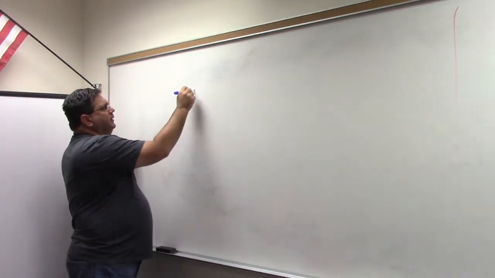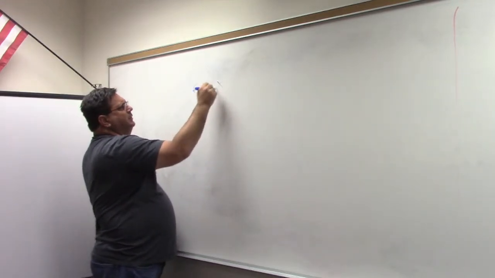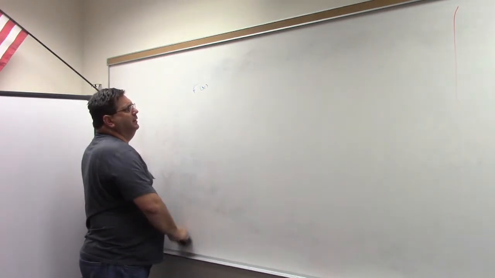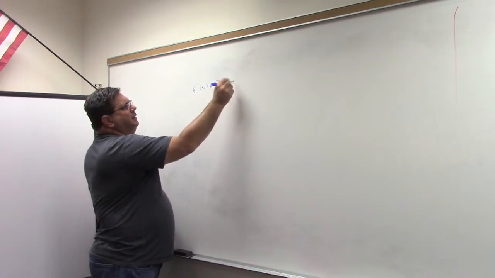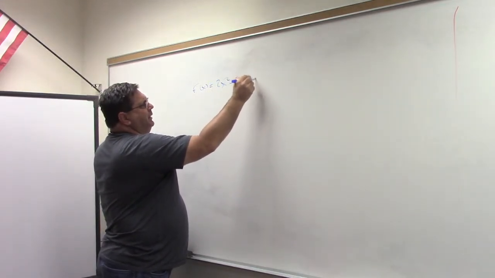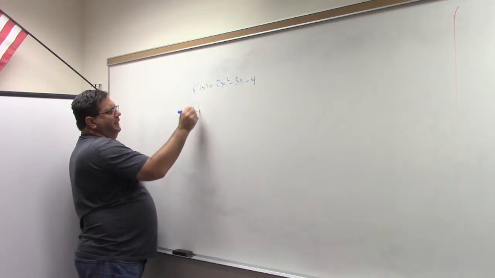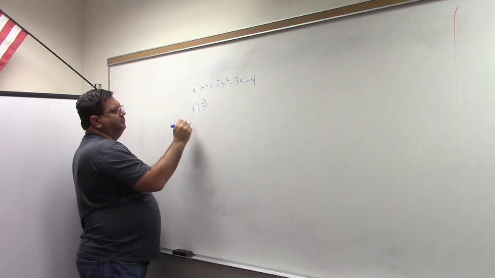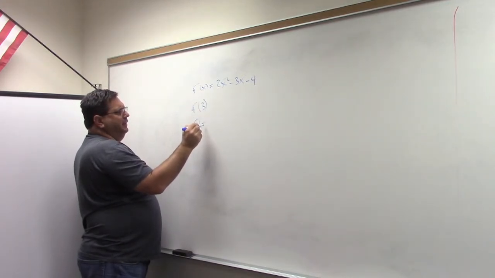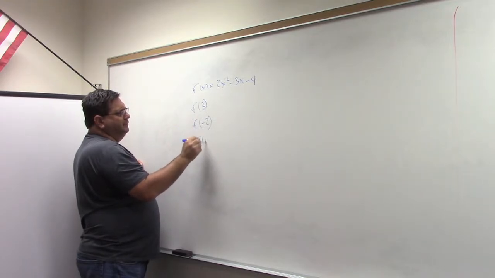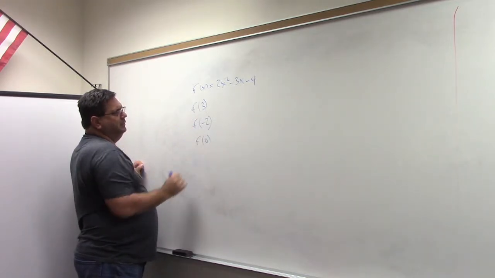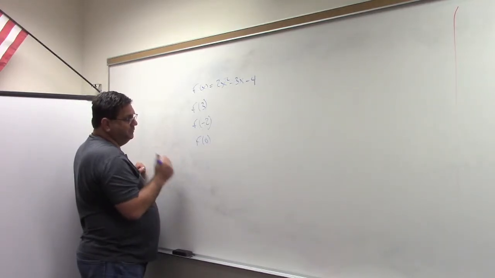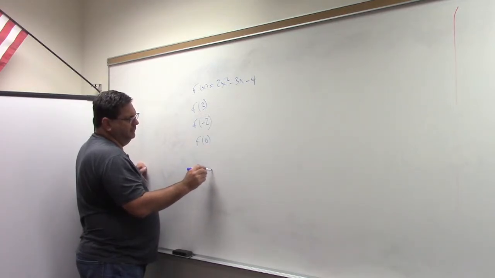Let's go here. Let's go f of x equals 2x squared. Let's go ahead and space this out a little bit. Let's go 2x squared minus 3x minus 4. Let's find f of 3. Let's find f of negative 2. Let's find f of 0. And then let's go, what is the domain?